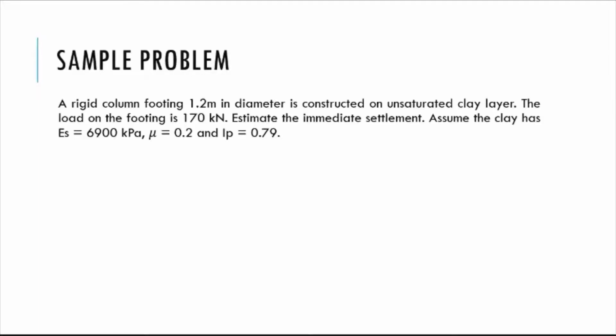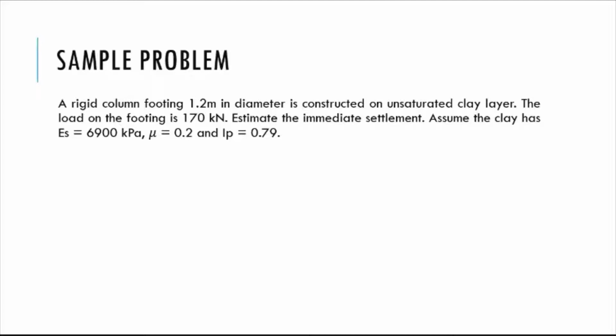So let us look at this sample problem. How do we solve for the elastic settlement in a foundation? A rigid column footing 1.2 meter in diameter is constructed on an unsaturated clay layer. The load on the footing is 170 kilonewton, and we have to estimate the immediate settlement, or the elastic settlement, of the soil. Assume that the clay has modulus of elasticity equal to 6,900 kPa, Poisson's ratio equals 0.2, and I sub B, or influence factor, equals 0.79.